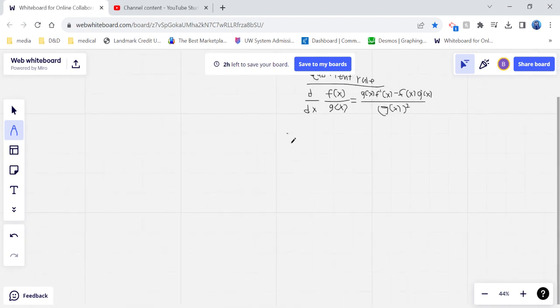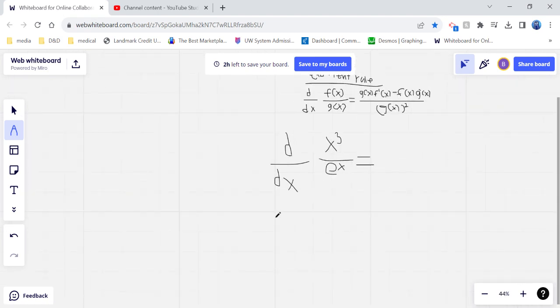So let's go through a practice problem, just to see how it's used. So let's say we had x cubed over e to the x. If we wanted to find the derivative of that function, we have to use the quotient rule. So let's define f and g of x, just so we can see how it all comes together. So f of x would be x cubed, right?